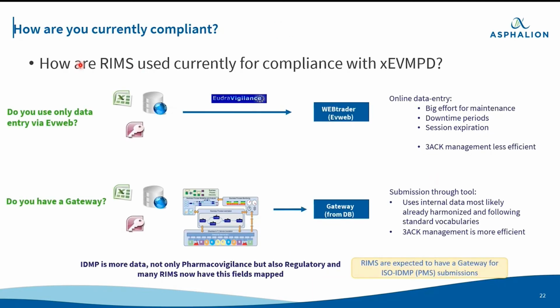So one important question for you to ask yourself is, how are you currently compliant? And how are RIMs used for compliance with XEVMPD? How will they be used in the future for ISO IDMP as well? So you have two options basically now. You use only data entry via the EV web, so EudraVigilance using a web trader. This is online data entry, which is a big effort for maintenance, has downtime periods, has session expiration, and also makes acknowledgement management less efficient.